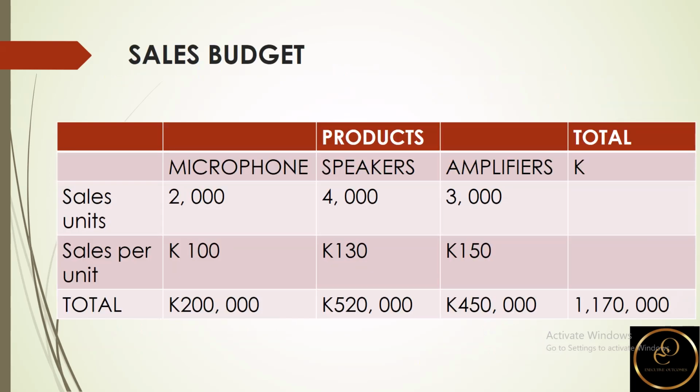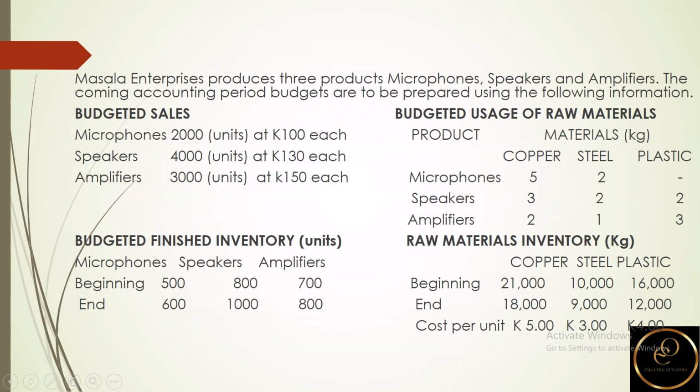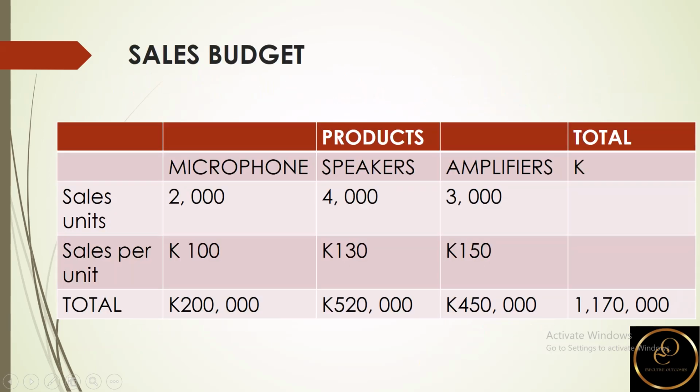Now, to prepare a sales budget, all you need to do is identify which products you are supposed to sell. In this case, we have the three: microphone, speakers, and amplifiers. And we only go back to the question to see what quantity we are projected to sell. For microphones, we projected 2,000, speakers 4,000, and amplifiers 3,000 units. So that's what we run with. So we come here and put them: sales units, the microphone 2,000, the speakers 4,000, and the amplifiers 3,000.